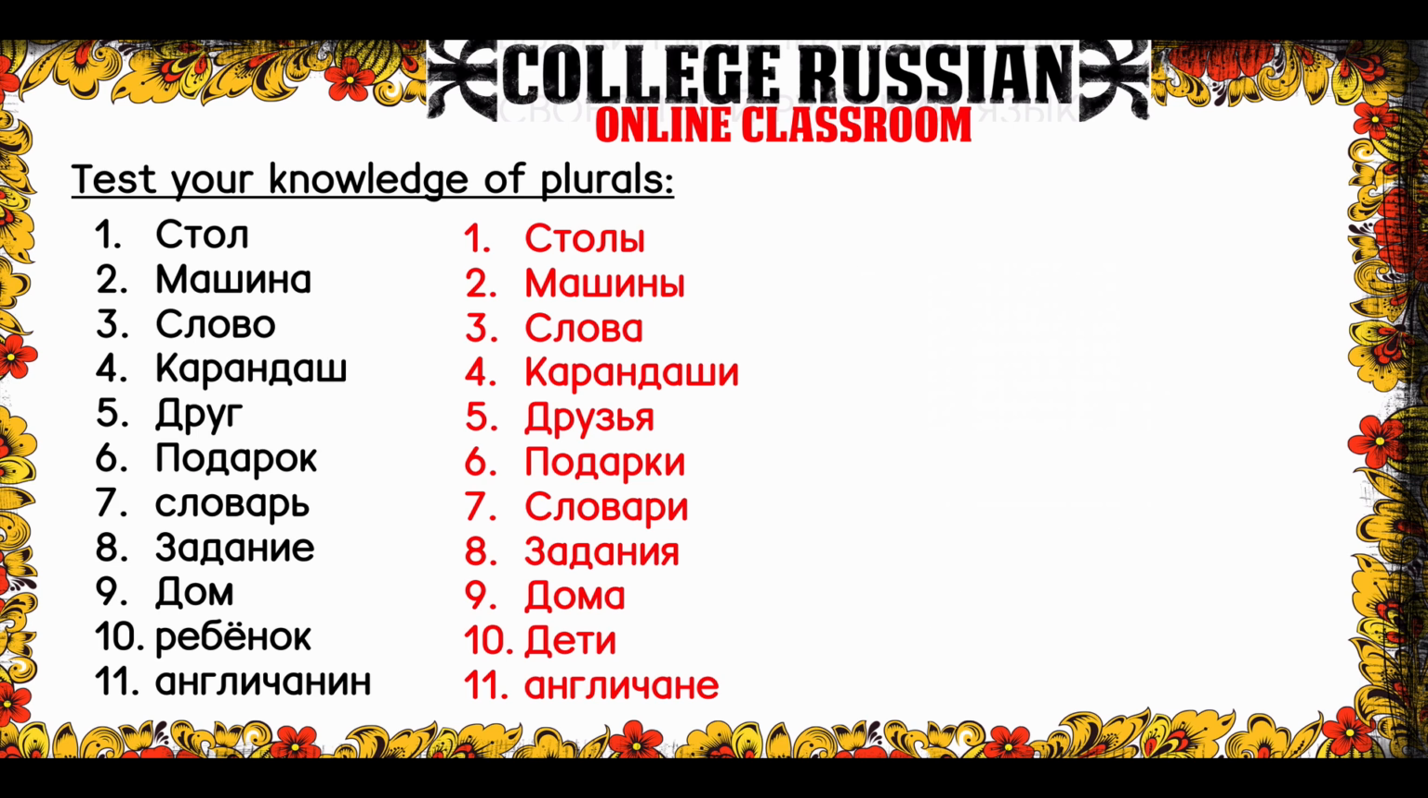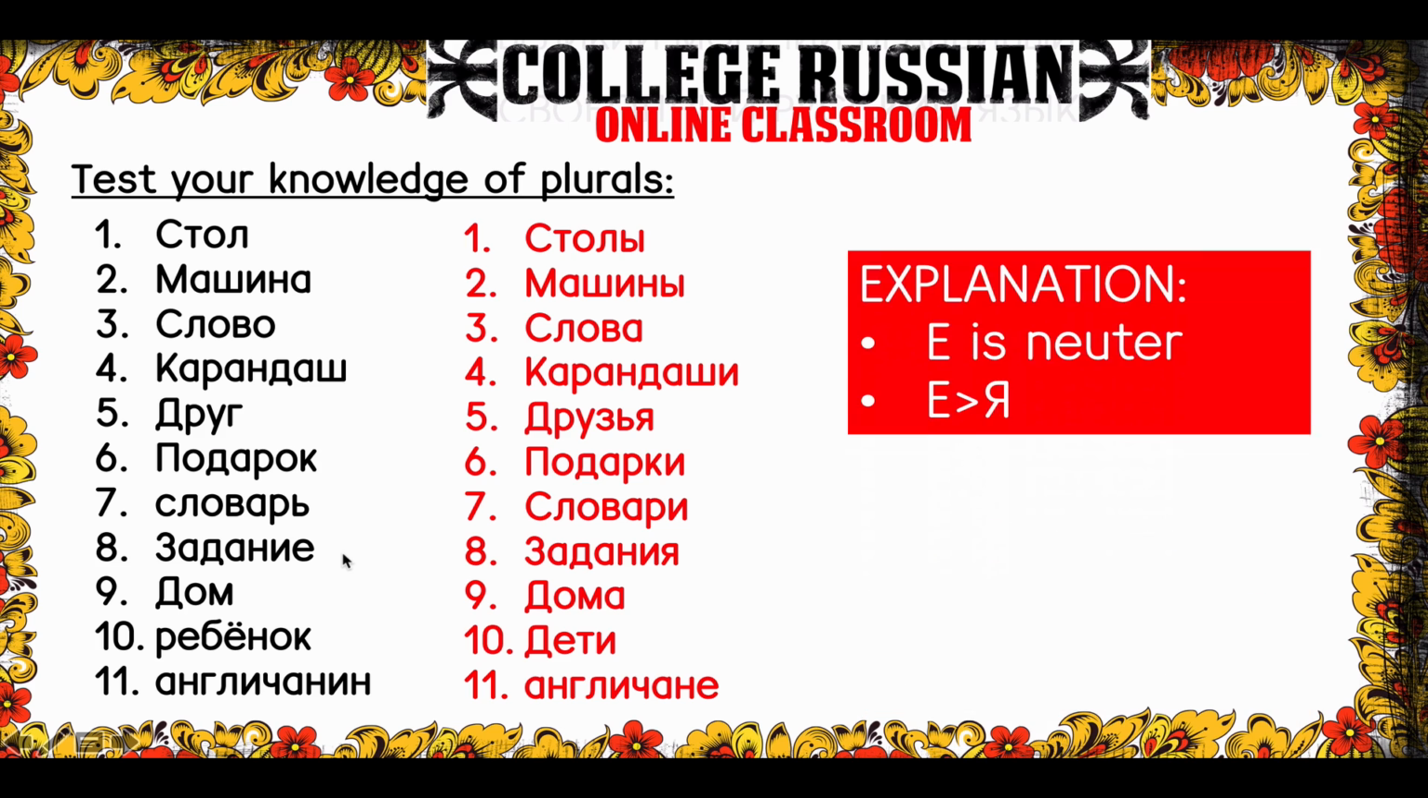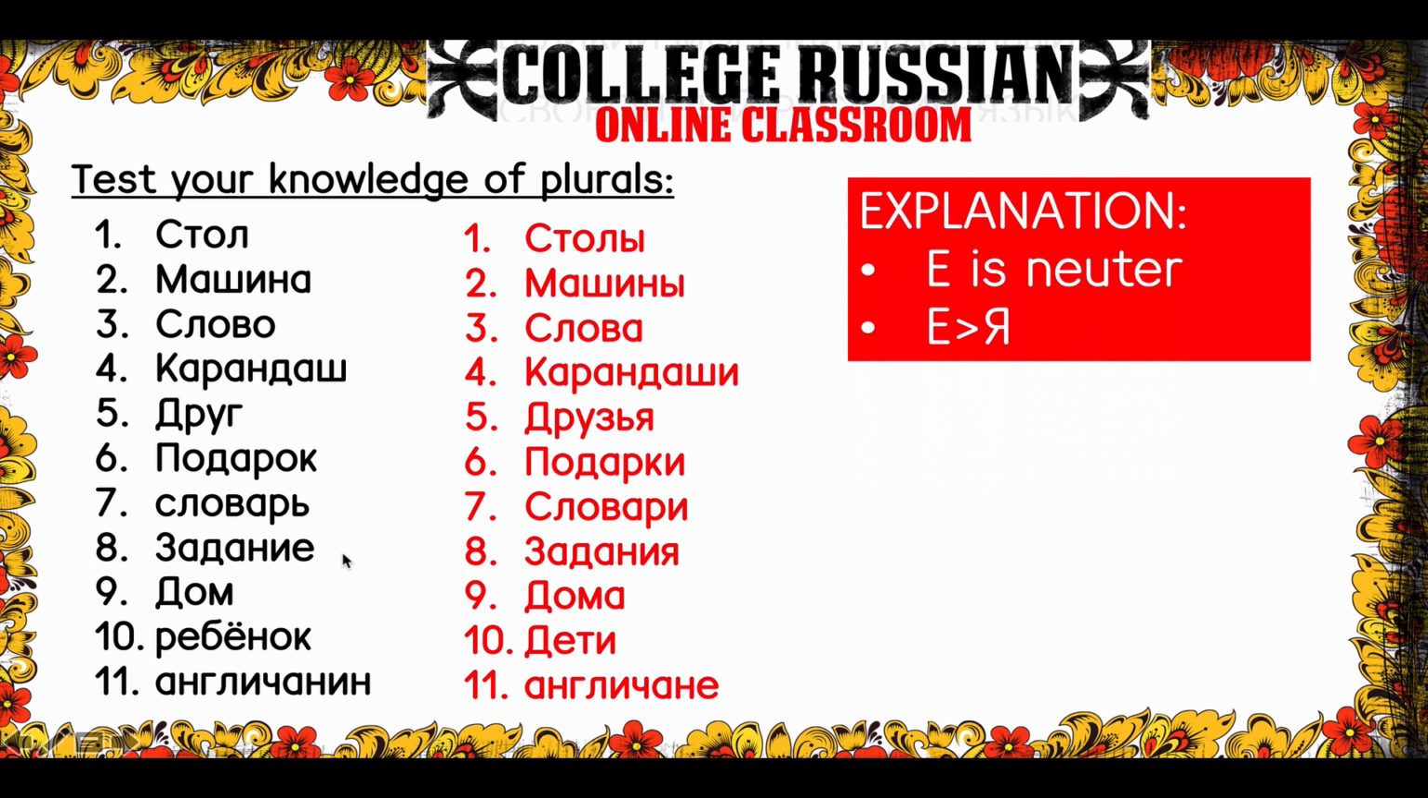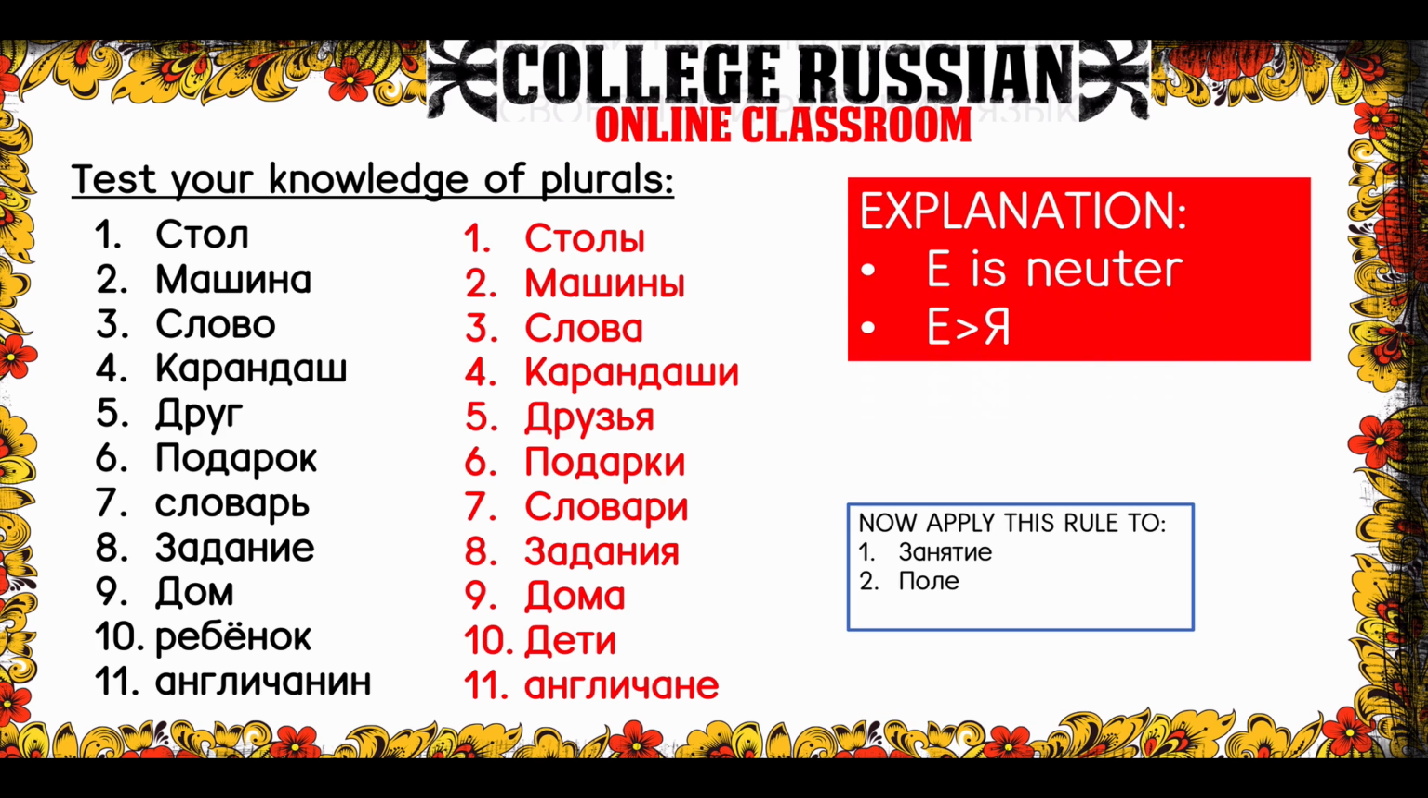Okay, next. Задание, like homework. So this is a neuter, and the О is going to turn into a Я. This again goes back to hardness and softness. You could apply this same rule here to these new words. Занятия, поля.